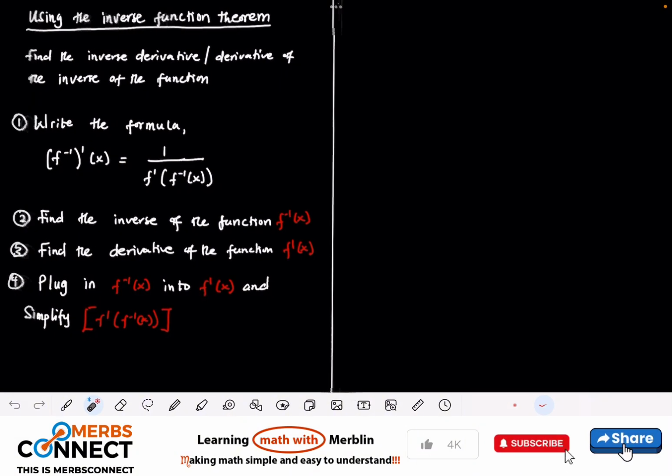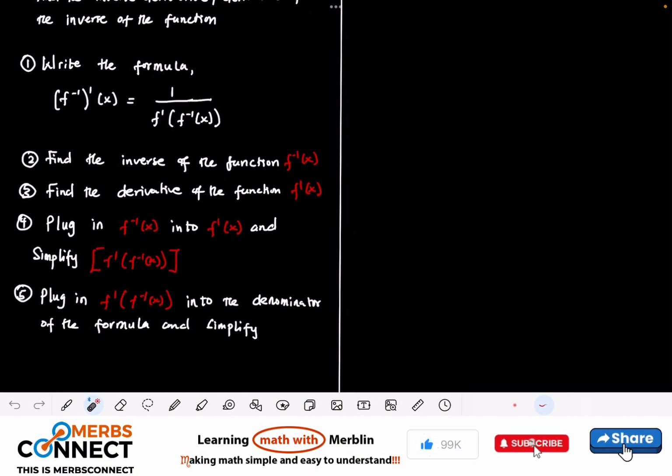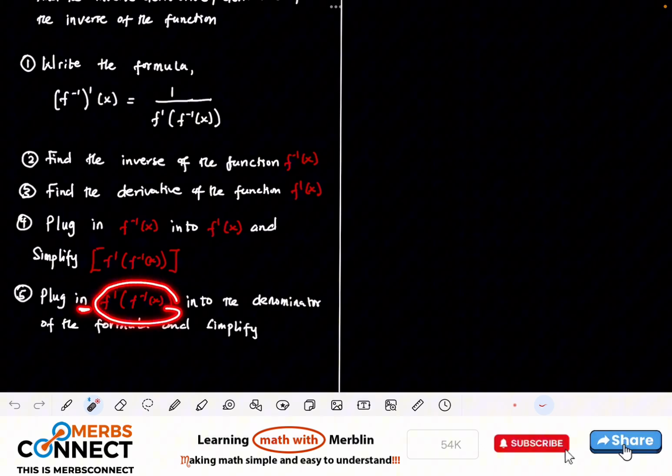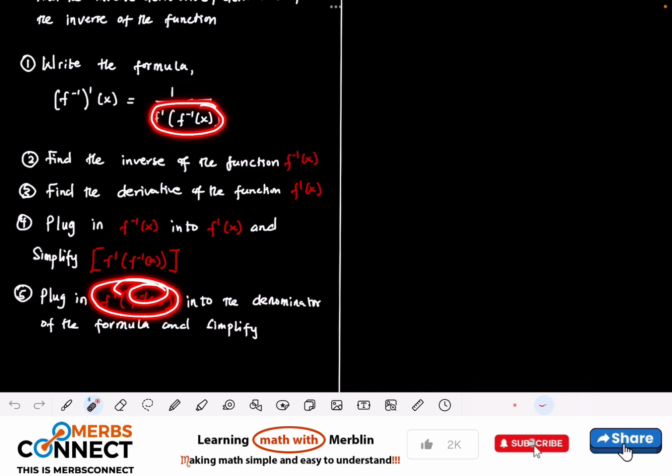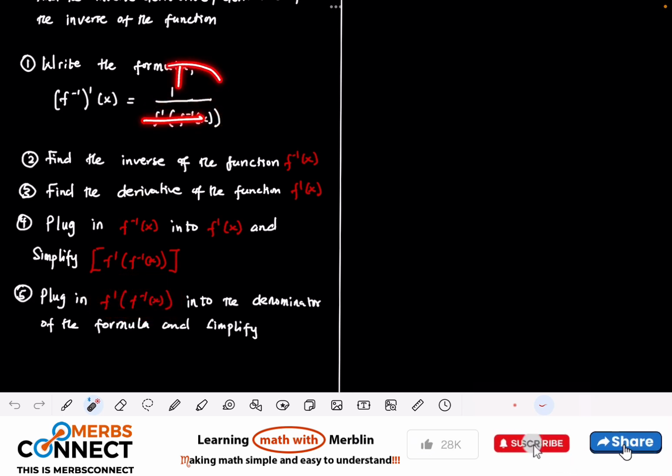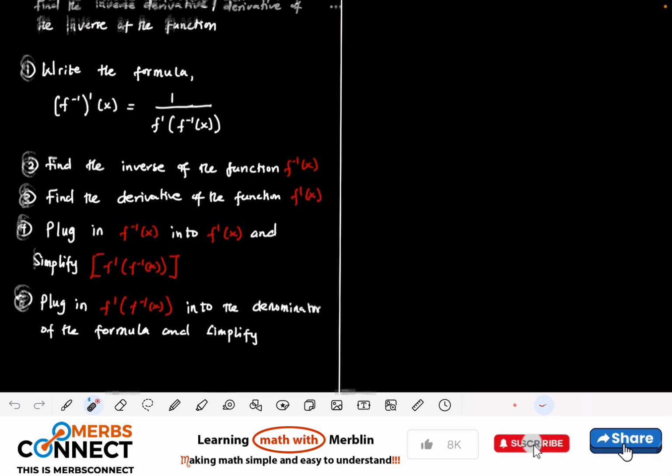So when you simplify, what's the next step? We say plug this into the denominator of the formula and simplify. So after I've taken this to solve, what I'm going to do is now I'll put my final result here at the denominator of the formula. Then because it's 1 over, I just simplify. And when I simplify, my final simplification becomes the inverse derivative of the function, right?